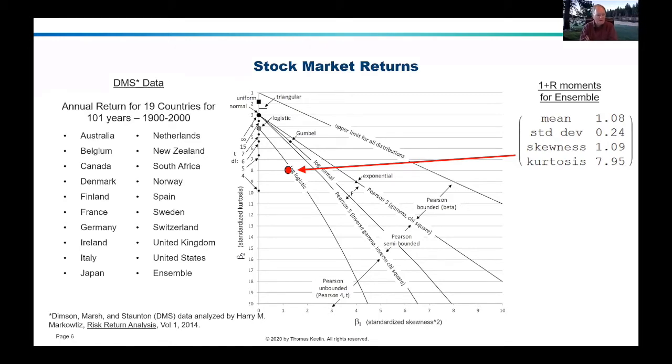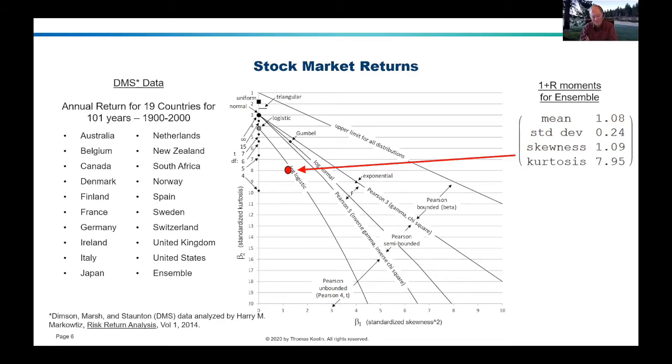And if you take all this data and put it together, Harry Markowitz calls it the ensemble. If you take all this data and put it together, you end up with whatever it is, 1,919 data points, something like that. And if you look at that compared to the chart we've discussed many times about the standardized skewness and the standardized kurtosis, being heavy tails. Heavy-tailed distributions go down on this diagram.